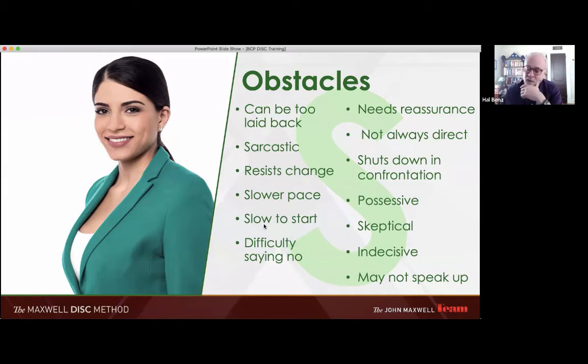They don't like change. In fact, it's not that they won't make change, but they have to see what's in it for them and they have to know that it won't be too disruptive or they're going to resist, right? They have a hard time saying no to people because they don't like the confrontation. They need reassurance. They're not always super direct. They can be possessive. They can be a little bit indecisive, and they may not speak up and tell you what's really going on, what they're really thinking, if we don't solicit it, right?